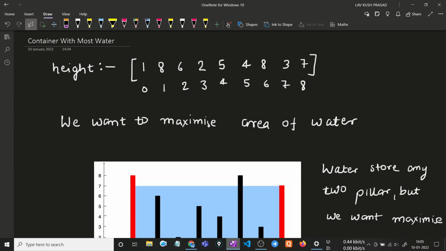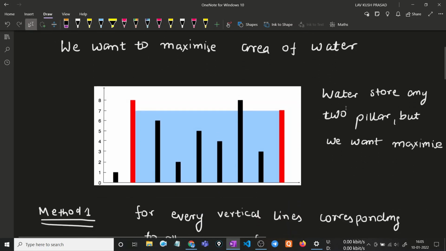How can we solve this problem? There are many various solutions for this problem. So the first solution: we know that we have to maximize our area, right? And we are given heights. Between these heights, the water is stored. So how can we find the area?